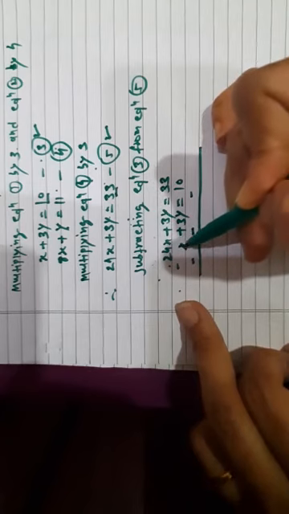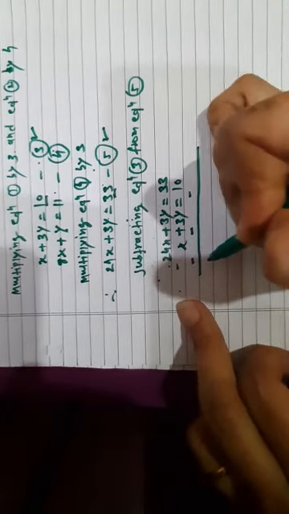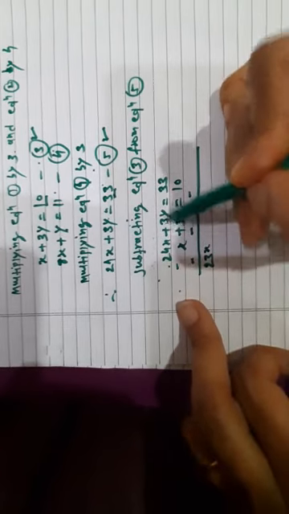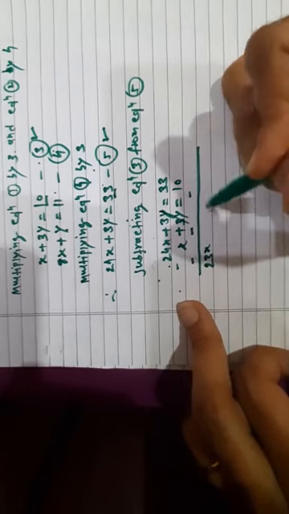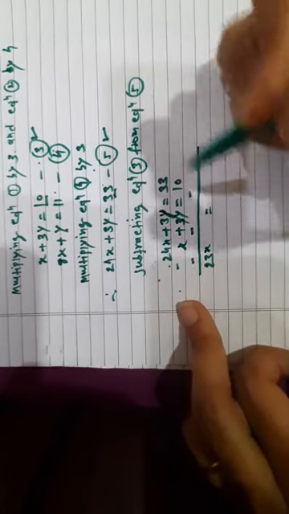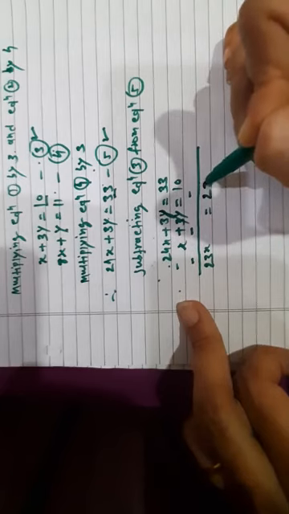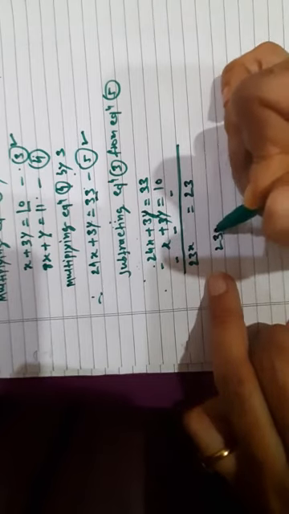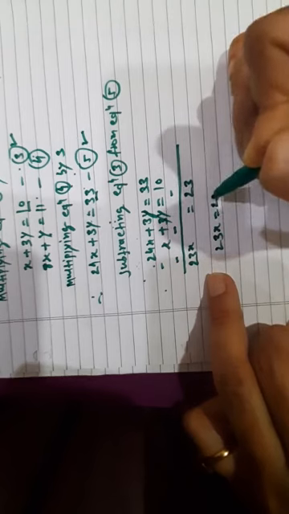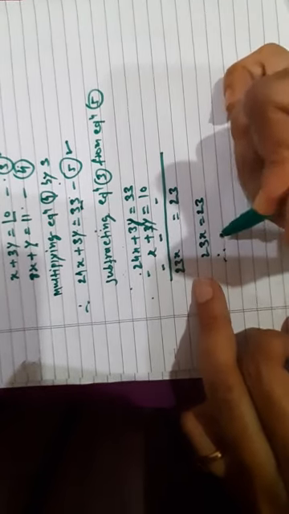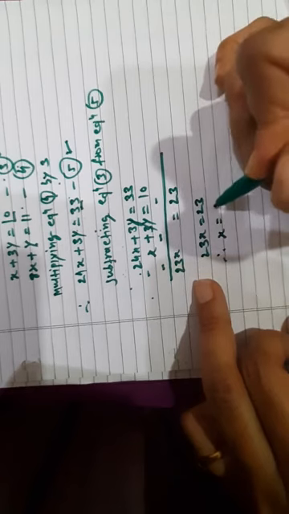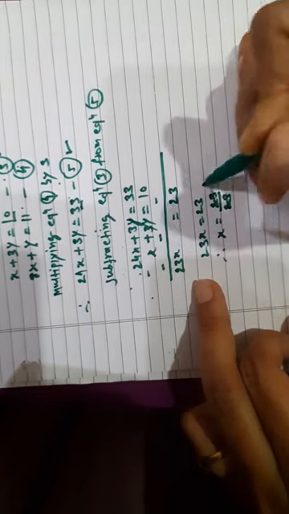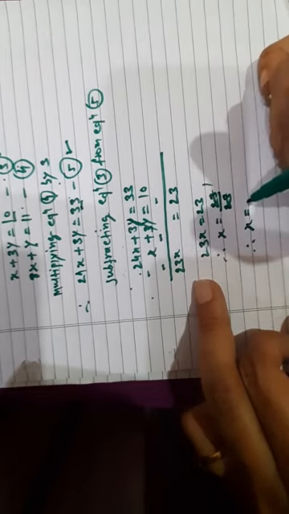Now here 24 and the coefficient of x is 1. Therefore 24 minus 1 is 23x. Here is plus 3y and minus 3y, therefore it gets cancelled. Now 33 minus 10 is 23. Therefore we get the equation in one variable, which is 23x is equal to 23. Therefore x is equal to 23 upon 23. Therefore the value of x is equal to 1.